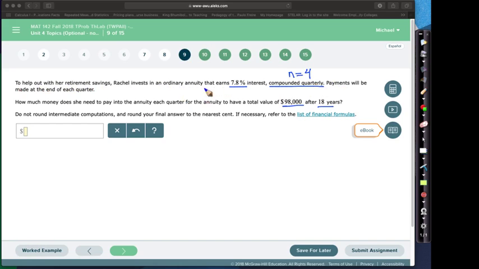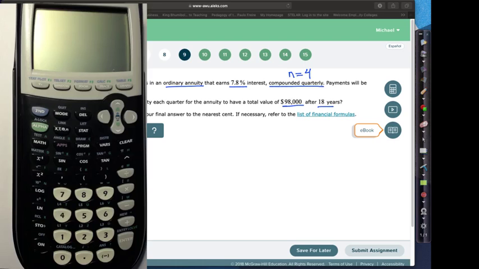Rachel invests in an ordinary annuity. Annuity means that there will be regular payments, in this case quarterly. We've done an interest rate, and they're made at the end of each quarter. How much money does she need to pay into the annuity each quarter? So what is the quarterly payment so that she can have $98,000 after 18 years? It's a good question. So we're going to use the TVM solver to do this first, and then we'll go from there with the formulas.